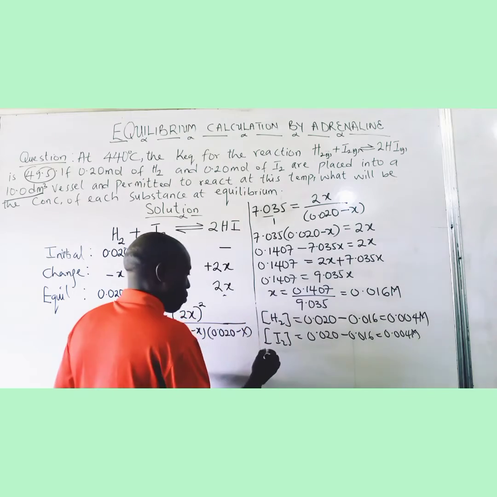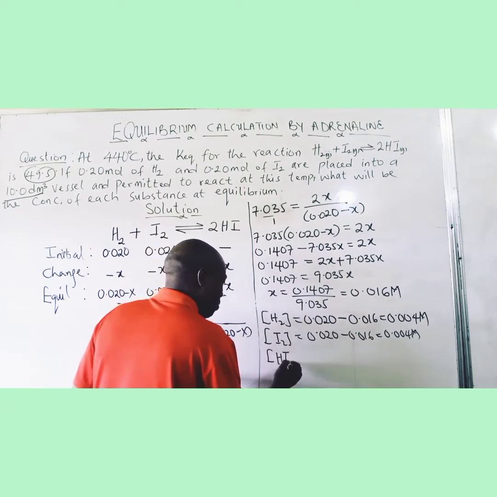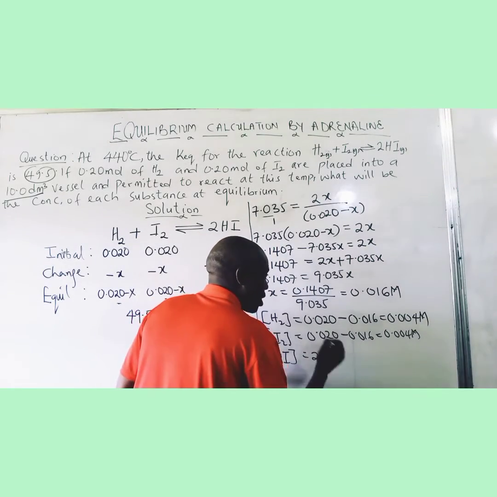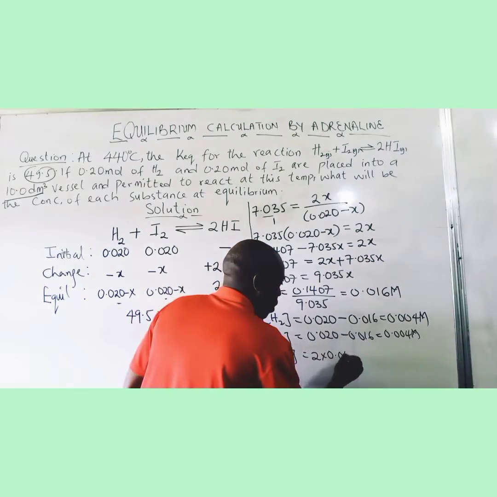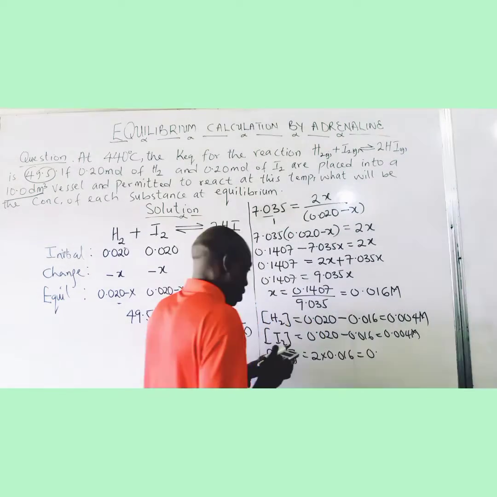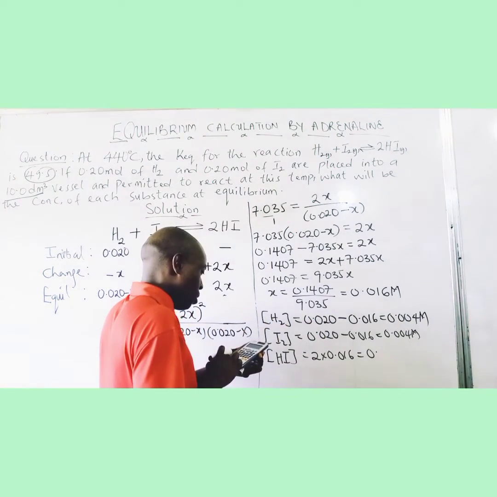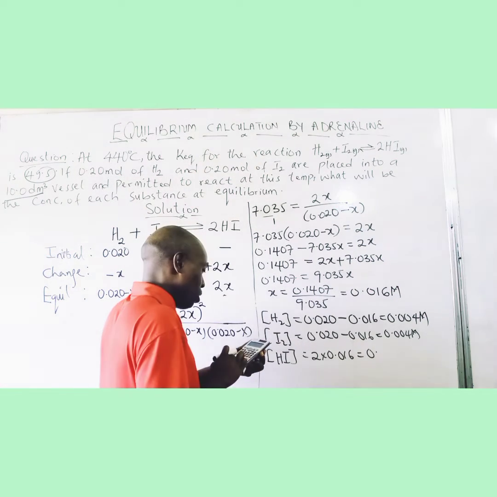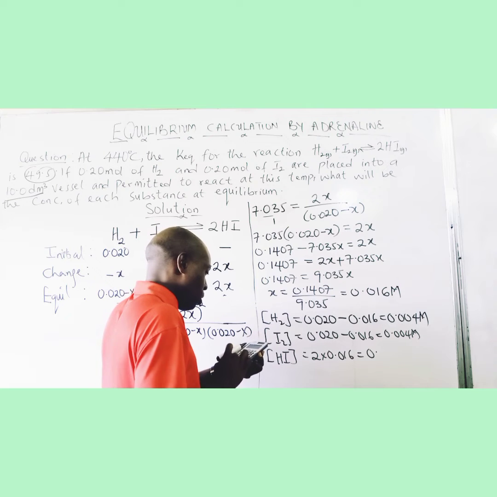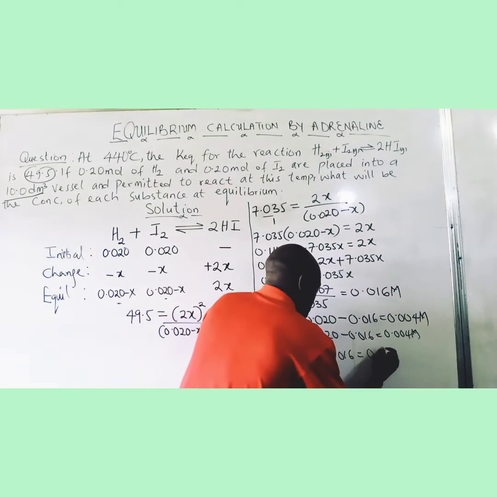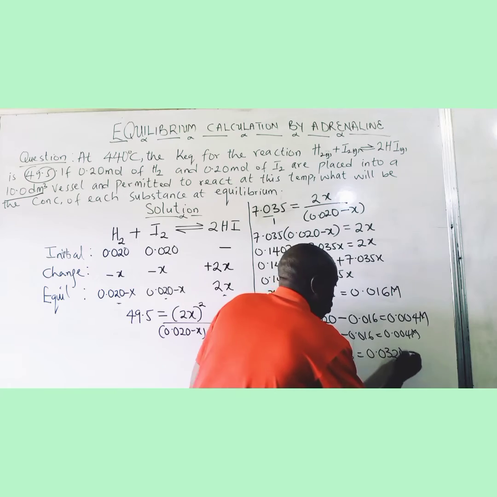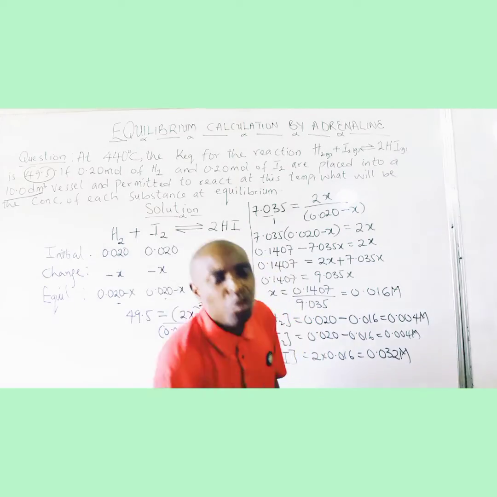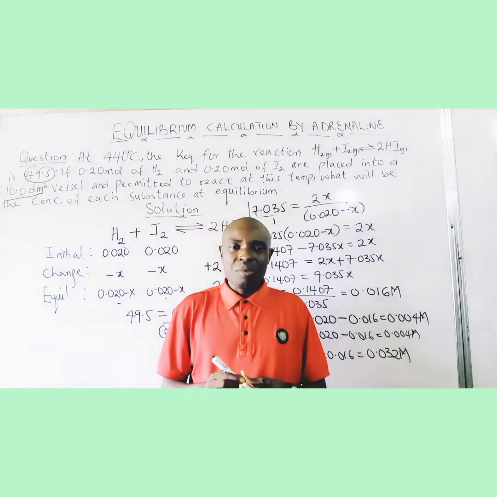Then to get that of the hydrogen iodide, which is 2 multiplied by 0.016, that's 2 times 0.016, which is 0.032 molar concentration. And on that note, we come to the end of this part.